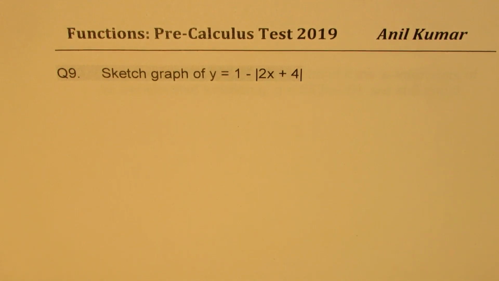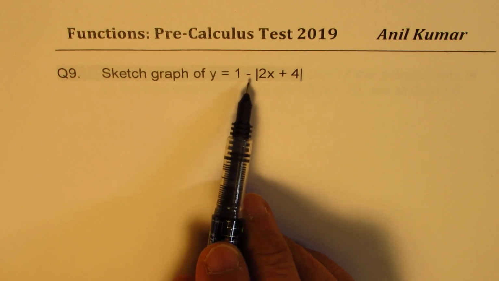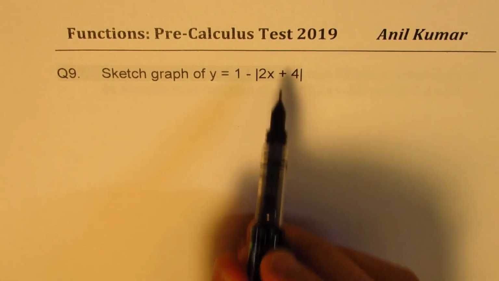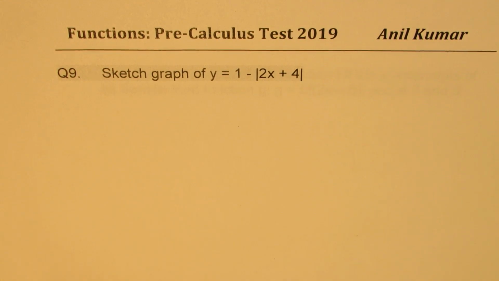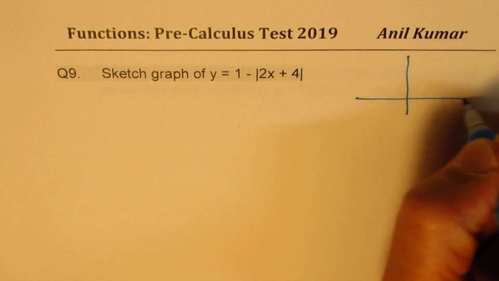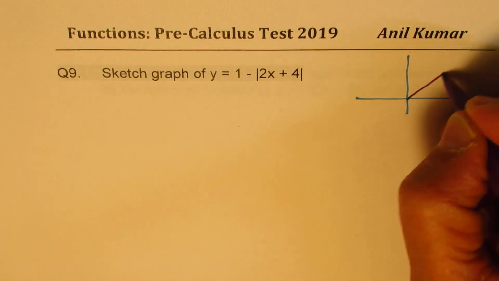Question number 9. Sketch the graph of y equals 1 minus absolute value of 2x plus 4. Now that's an absolute function. So absolute function looks like what? Well, the absolute function is a function which is like this, right?